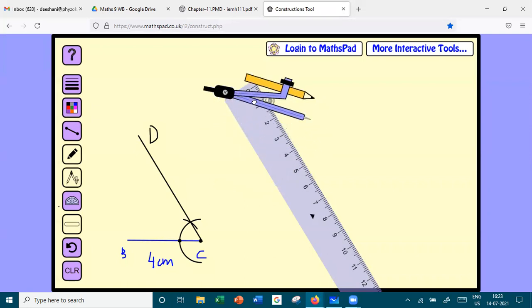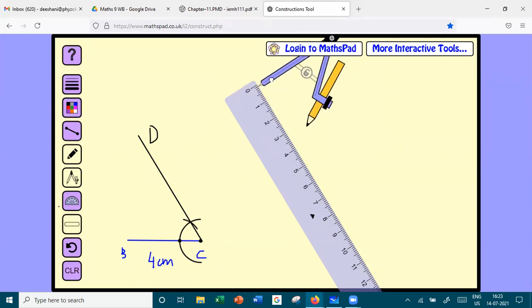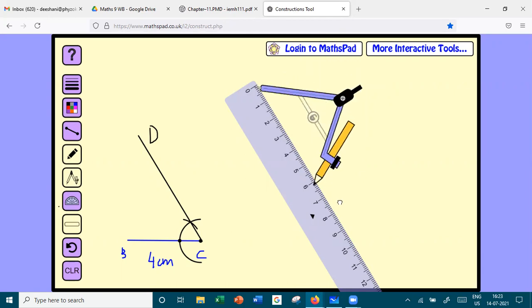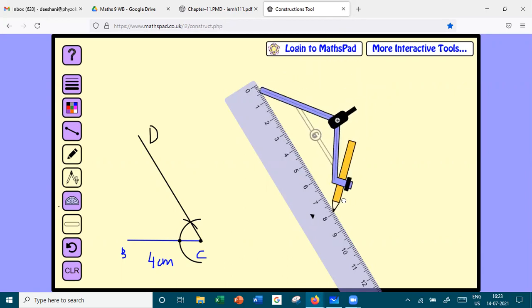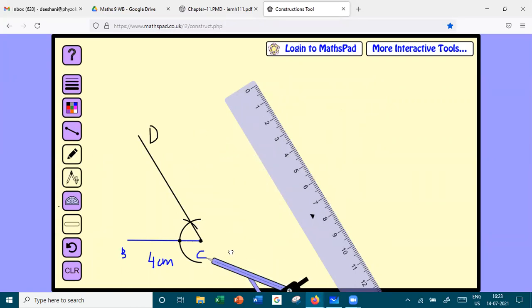Oh, so I'll have to make D bigger. Okay, fine, leave it. I will do it. 8 centimeter. And keep this here. Okay. Everybody took 8 centimeter on your compass? Yes, ma'am.